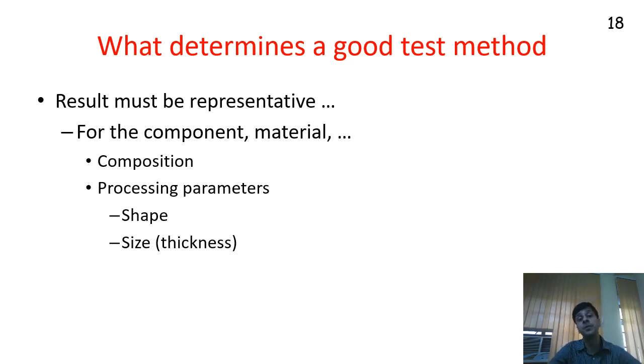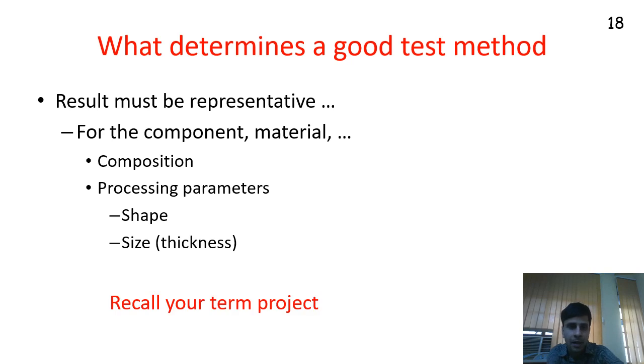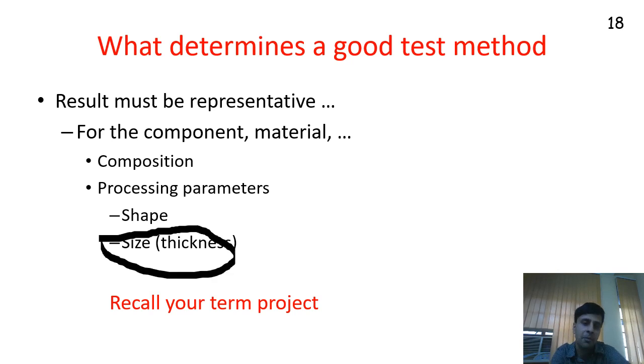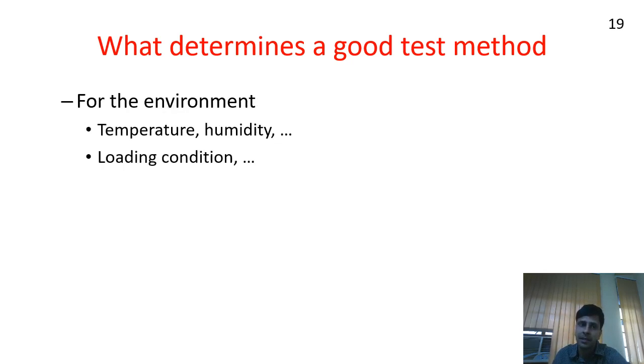It should also be representative of the processing parameter, the shape of the coupon or the size. In this, I think you can recall your term project where you dealt with size. Why is size important too? If I have a small coupon, my results will not be representative. If I have a big enough one, then it is representative. So a good test method ensures that your results are representative.